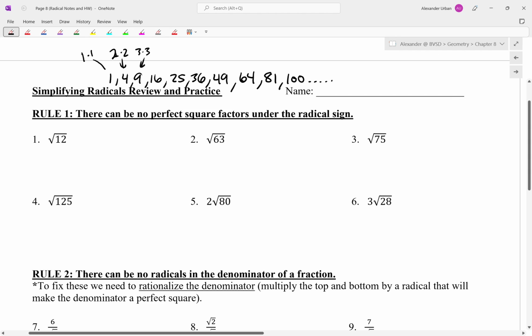We're going to be looking for perfect squares inside of 12. So I can see that it's 4 times 3. The square root of 4 times the square root of 3, well, the square root of 4 is 2. And 3 stays inside the square root because it's a prime number.